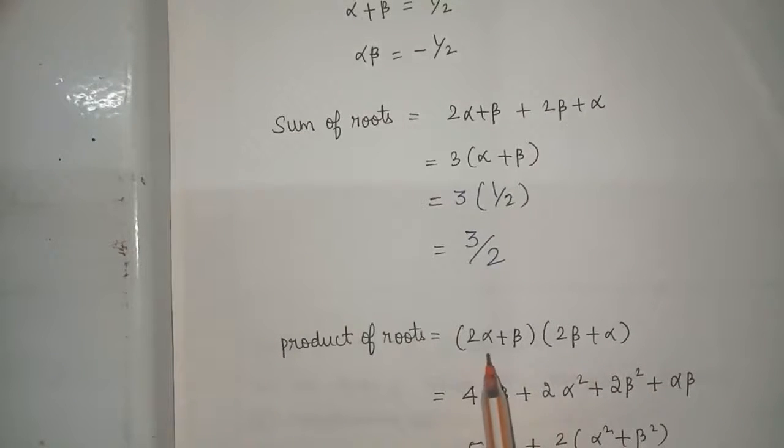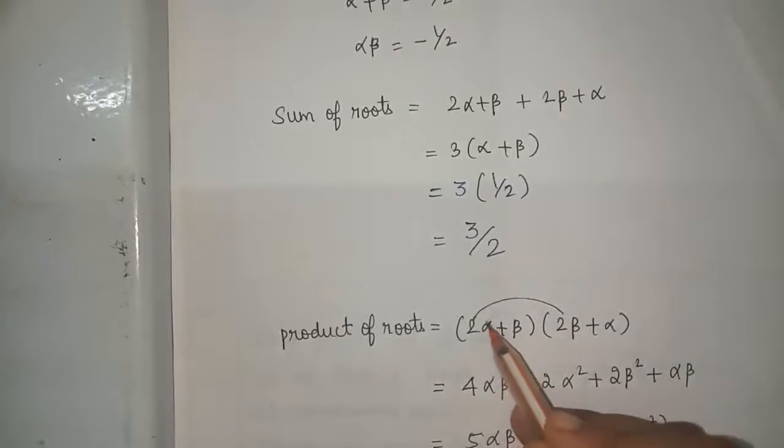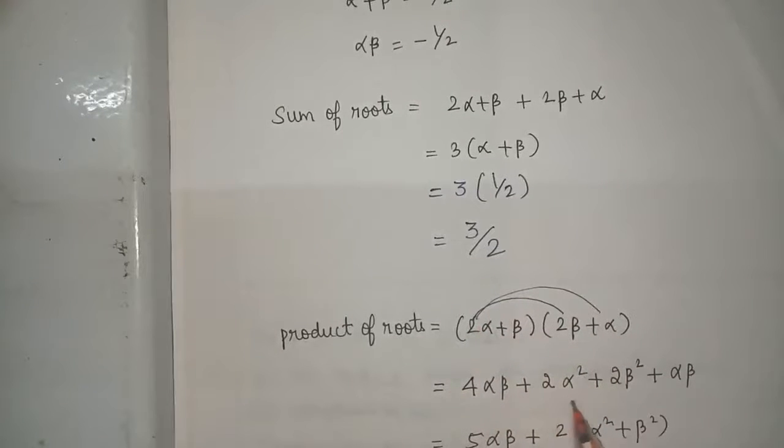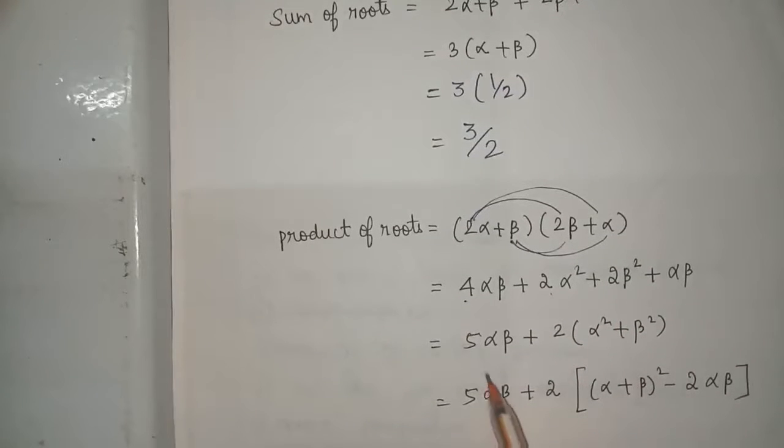Next, product of roots. Product of roots is equal to 2 alpha plus beta into 2 beta plus alpha. So 2 alpha into 2 beta is 4 alpha beta, and 2 alpha into alpha is 2 alpha square. Beta into 2 beta is 2 beta square. Beta into alpha is alpha beta. So here also you have 4 alpha beta, which implies 5 alpha beta plus if you are taking 2 common out means remaining alpha square plus beta square. Next we know 5 alpha beta plus 2 into, instead of alpha square plus beta square we can write like this, alpha plus beta the whole square minus 2 alpha beta.